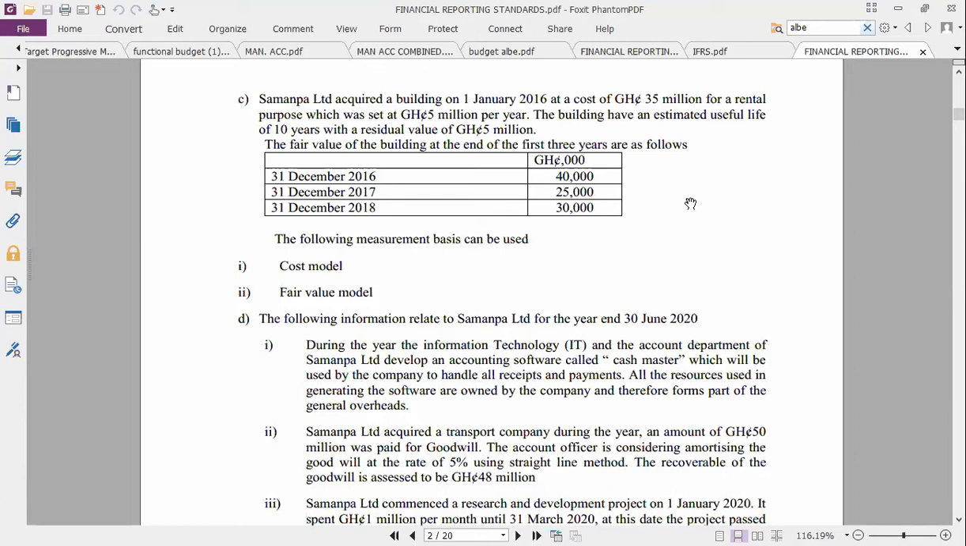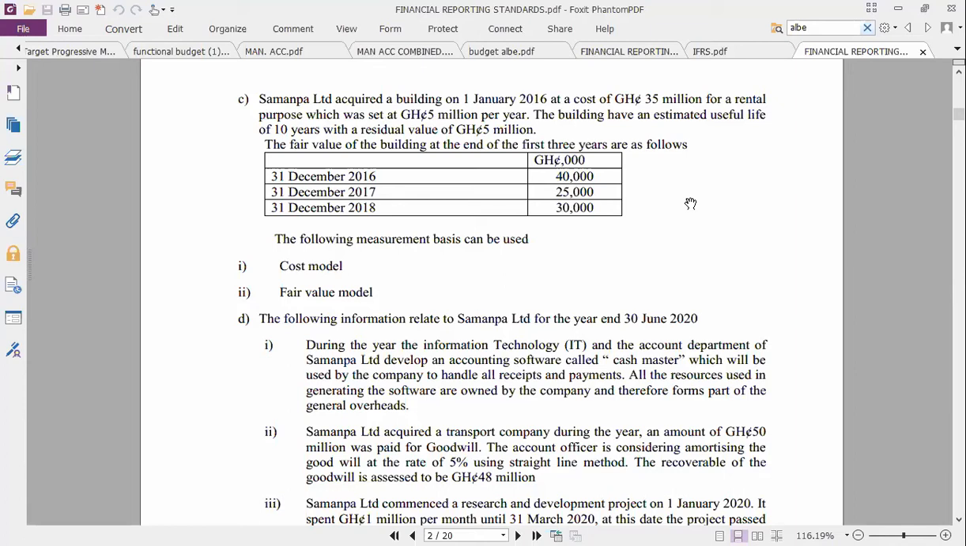The building has an estimated useful life of 10 years with a residual value of what? 5 million. Good. With a residual value of 5 million. The fair value of the building at the end of the first 3 years are as follows. The following measurement basis can be used.